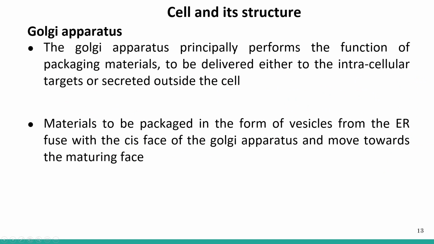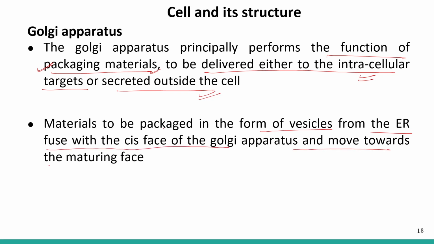The Golgi apparatus principally performs the function of packaging material. So what is the main function of the Golgi apparatus? The main function of the Golgi apparatus is the packaging of materials that have to be delivered either to intracellular targets or secreted outside the cell. So the main function of the Golgi apparatus is packing the material that is given out from the endoplasmic reticulum. Material to be packaged in the form of vesicles from the ER fuses with the cis face of the Golgi apparatus and moves toward the maturing face. This we have already discussed.